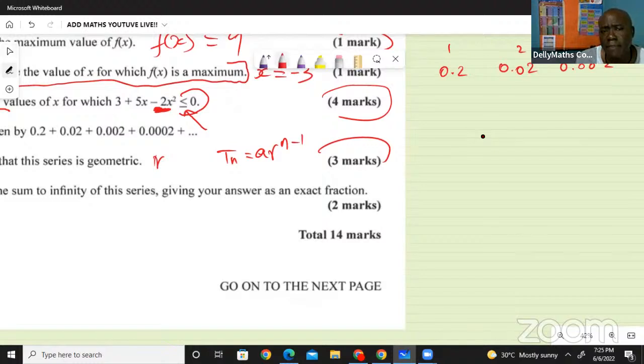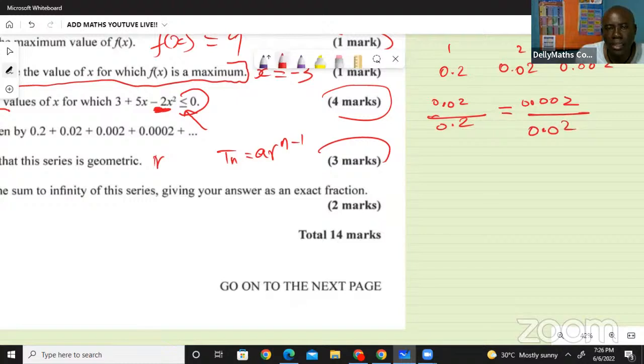So I'm going to say, guess what? If I have 0.02 divided by 0.2, I'll get 0.1. And this should be equal to 0.002 divided by 0.02. If there is a common ratio, I could say the second term divided by the first term should equal the third term divided by the second term.